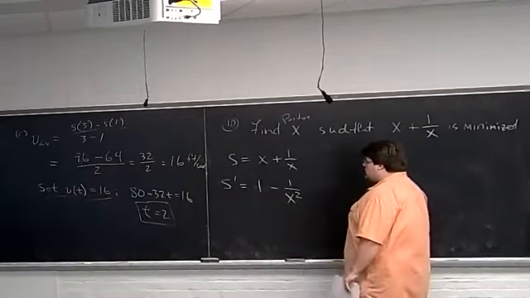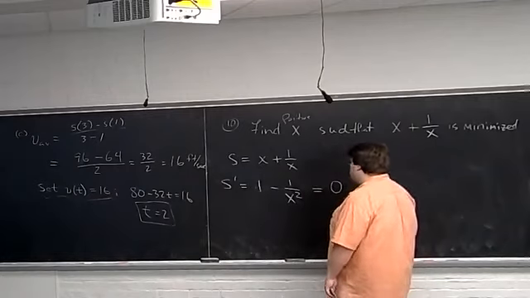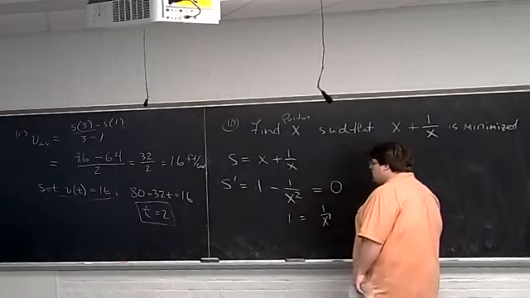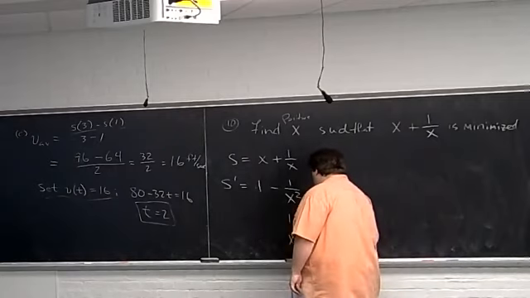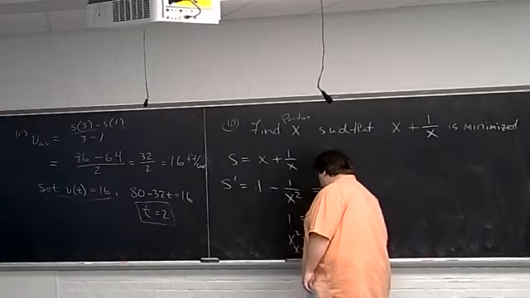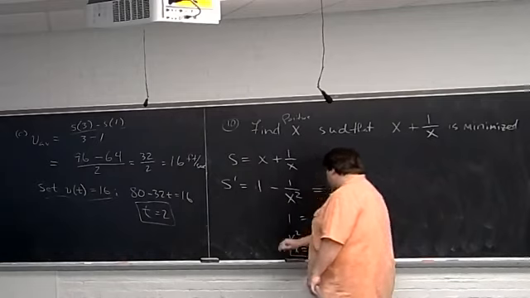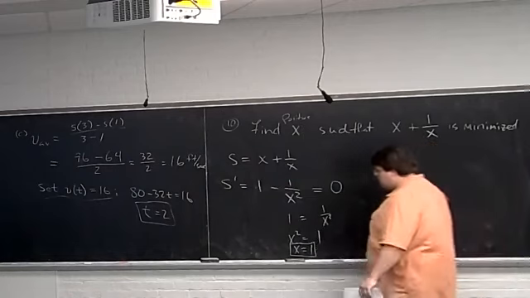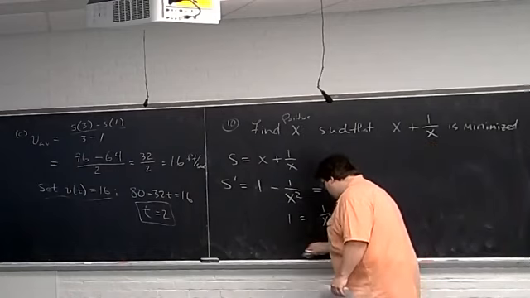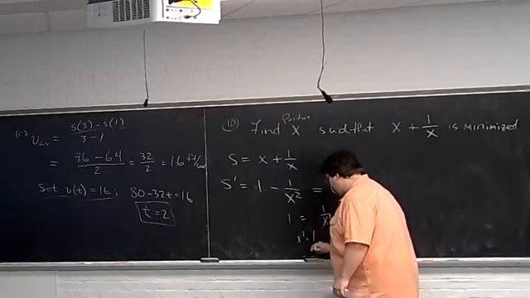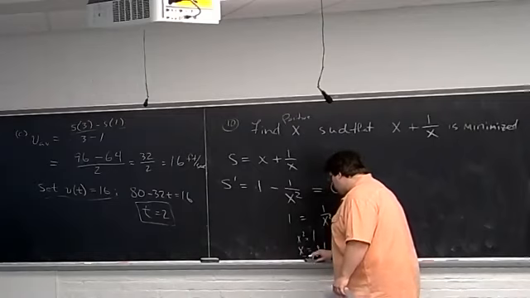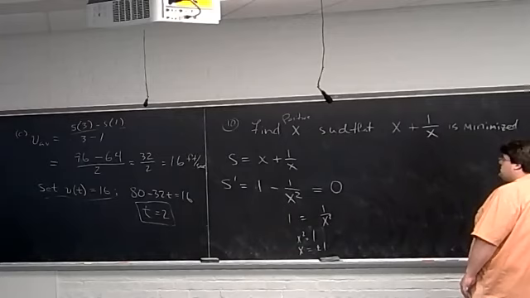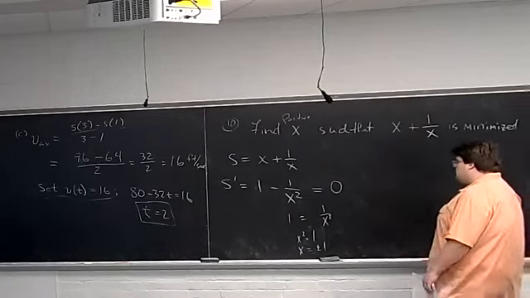Because we have to do some work with this. We need where it's 0 and undefined. Let's set it equal to 0. 1 equals 1 over x squared. Multiply by x squared. X squared equals 1, which gives us x equals positive 1. Technically positive or negative 1, but this question says only positive x values, so we don't need to worry about negative 1.